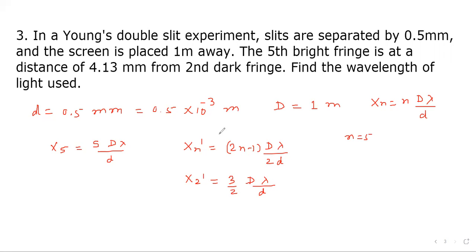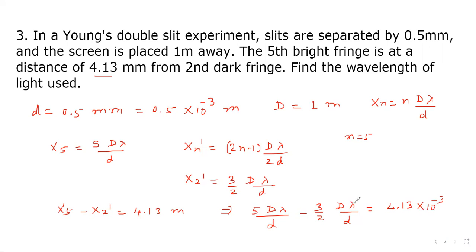Now, the distance between the fifth bright fringe and second dark fringe, the separation, is 4.13 millimeter. So we can say x5 minus x2 dash is 4.13 millimeter. So we put the values. So x5, that is 5 capital D lambda divided by small d, minus 3 by 2 capital D lambda divided by small d equal to 4.13. It is in terms of millimeters, so this must be converted into meter, 10 to the power minus 3.